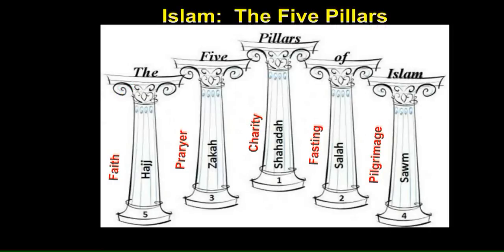All right, welcome. So today's topic is going to be the 5 pillars of Islam. The 5 pillars of Islam are the 5 basic beliefs that someone needs to do in order to be a Muslim. First, there's faith, then prayer, charity, fasting, and pilgrimage. Let's go ahead and learn more about the 5 pillars of Islam.